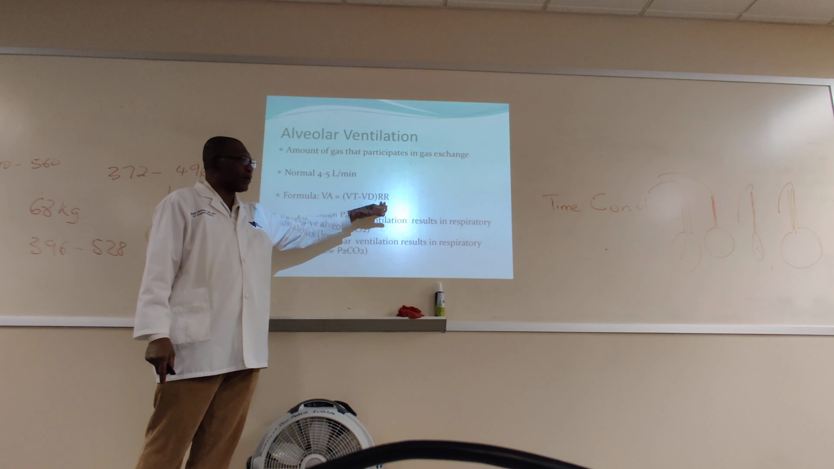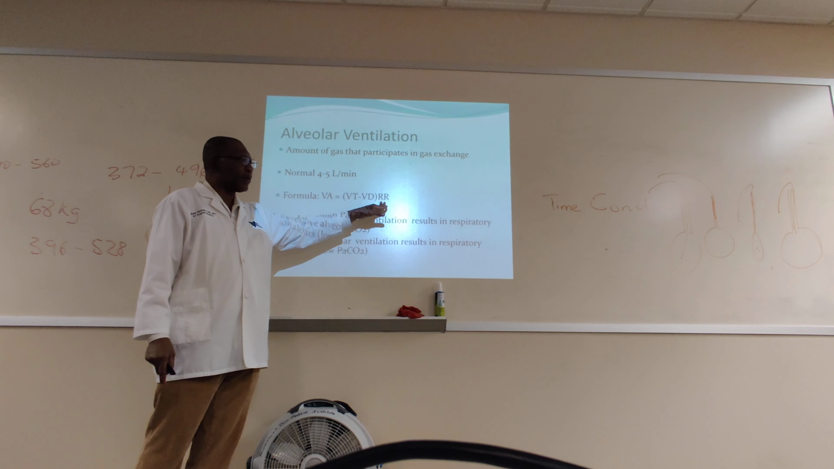If I want to blow off more CO2, I'm going to increase the tidal volume, or decrease dead space, or increase respiratory rate. That increases my alveolar ventilation. If I want to decrease it, I decrease my tidal volume, I increase my dead space, or decrease my respiratory rate. So there are 3 ways to do respiratory alkalosis or respiratory acidosis. But the question is usually, which one would you do first?